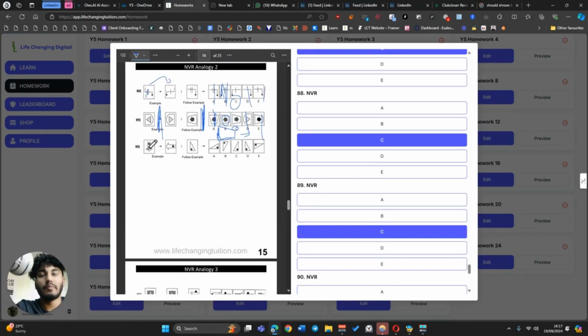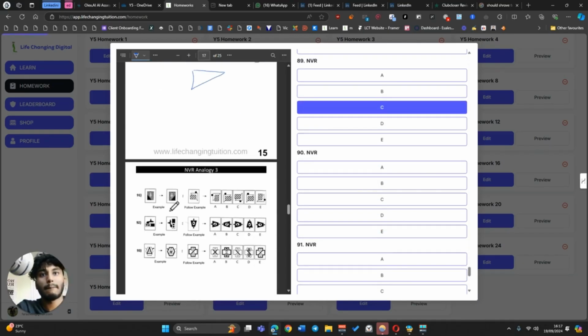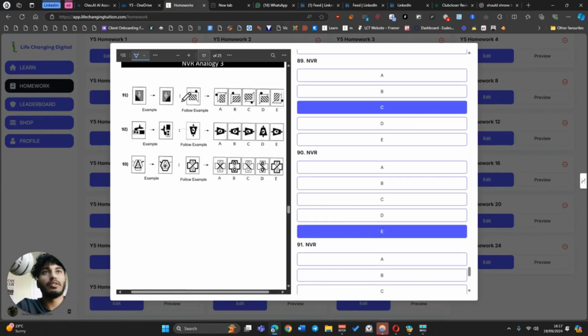Question 90. We've got an arrow that's pointing down. It's rotated 90 degrees clockwise. So if we rotate this one 90 degrees clockwise, it should be like this, which is option E. Question 91.